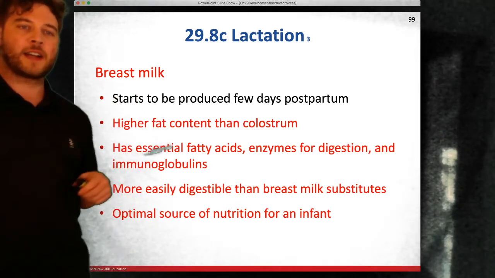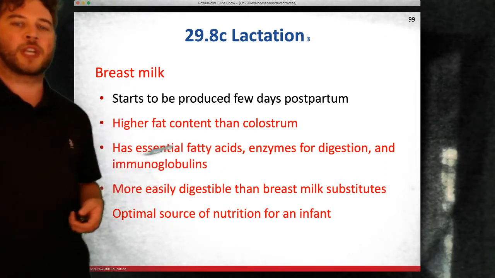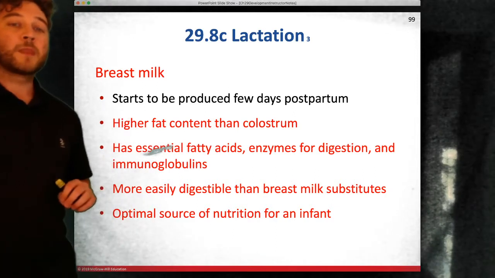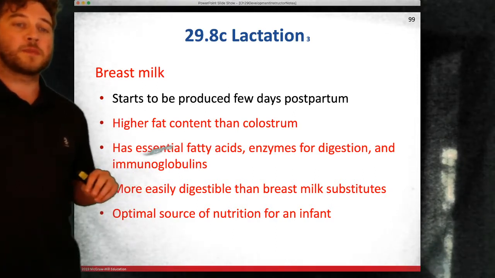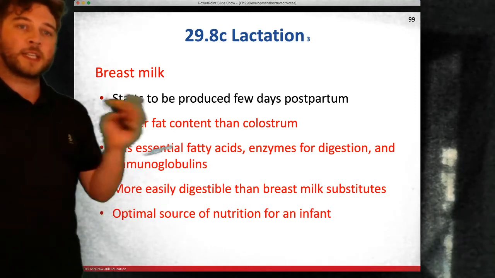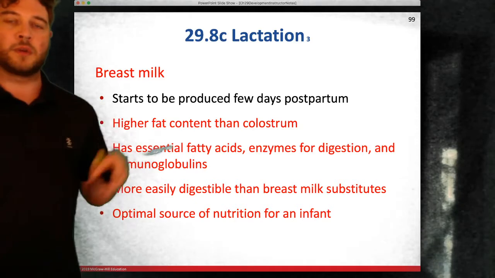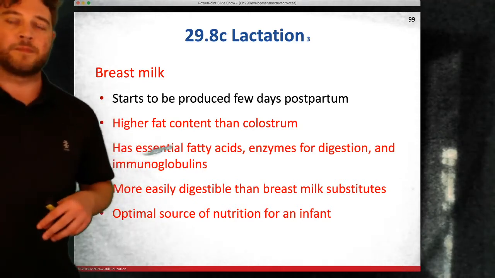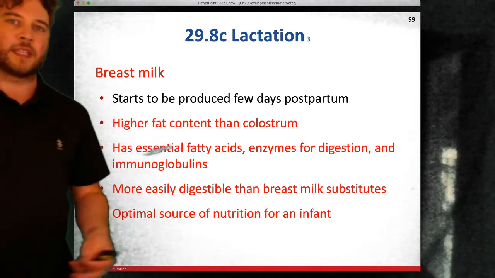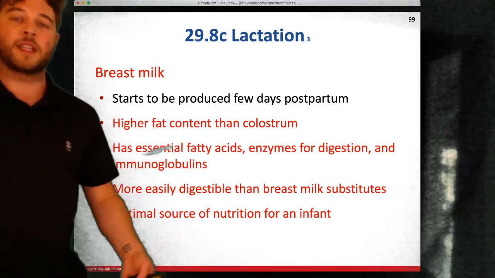It has that higher fat content than colostrum. It also has essential fatty acids, enzymes for digestion, as well as further immunoglobulins. It is more easily digestible than breast milk substitutes and is an optimal source of nutrition for an infant. Again, lots of opinions and personal, cultural things go into breastfeeding. Some people have a harder time with it than others. Some people do not have the time to do it, if they have to go back to work quickly enough.